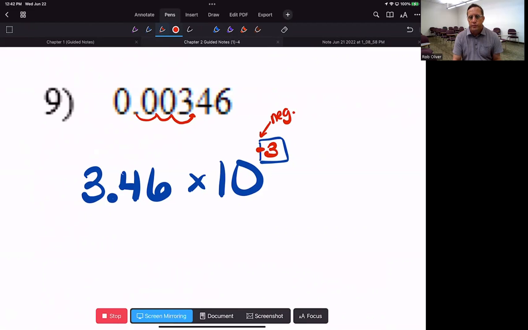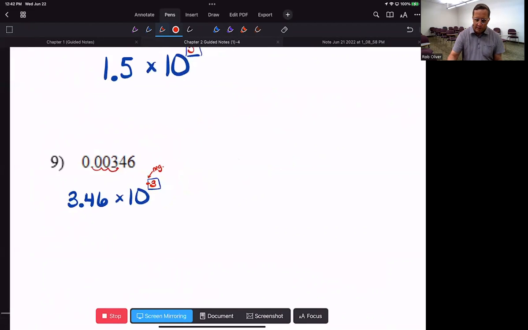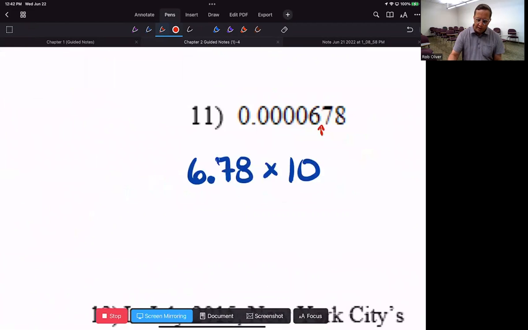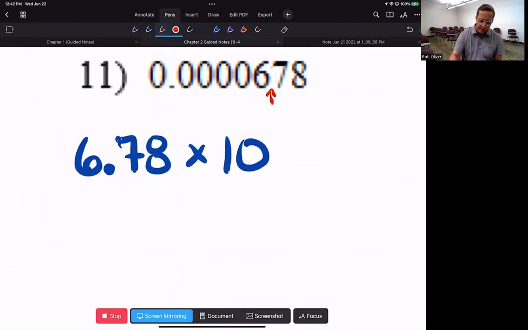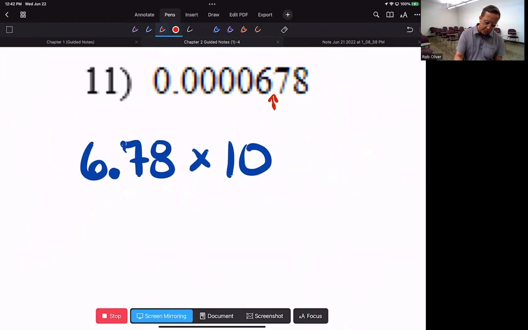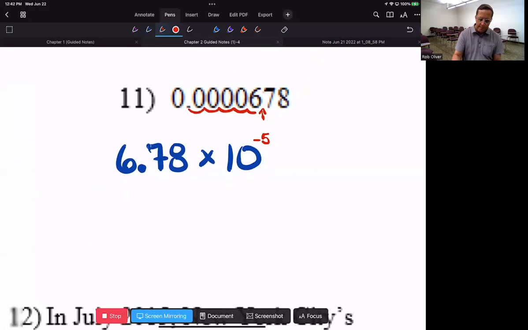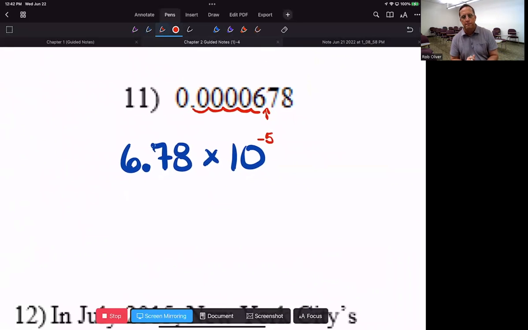That's a very, very small number, relatively speaking. But yeah, that should have been negative. Sorry about that. I was just thinking of that because this next one is also negative. And I just remembered that should be negative. So we're going to move the decimal over 1, 2, 3, 4, 5. So it's going to be -5 power.